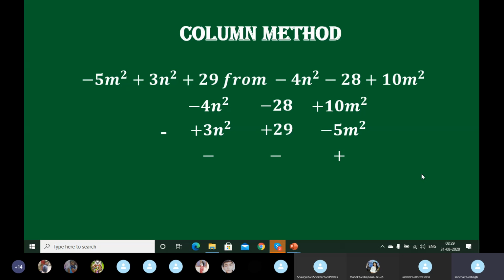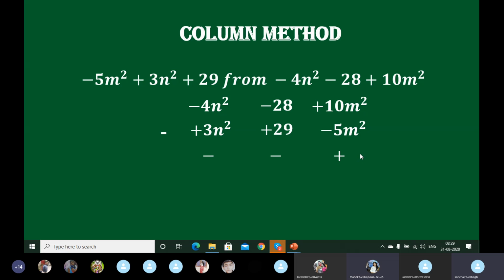Any confusion? In place of using these signs, I will be using these signs. Any confusion till here? No, ma'am. So what will be the answer of the first row?